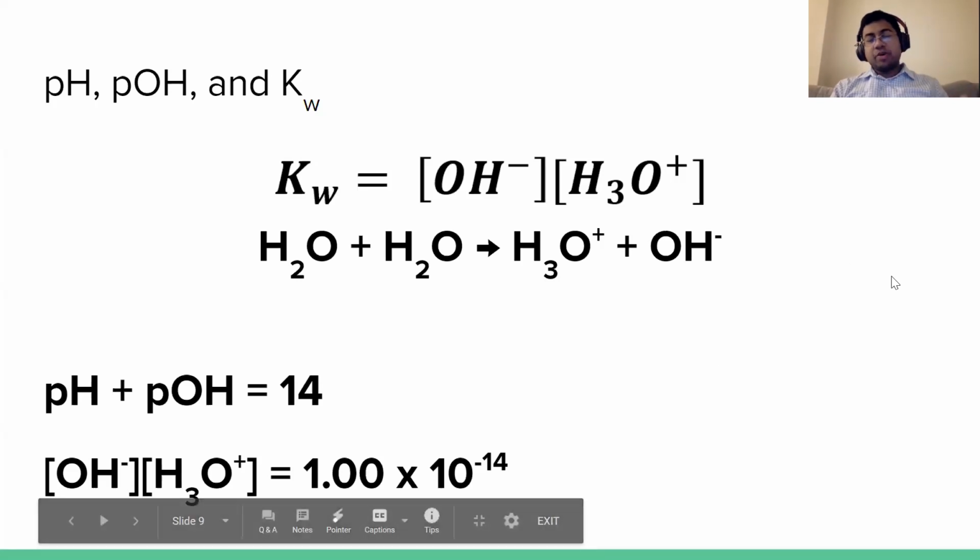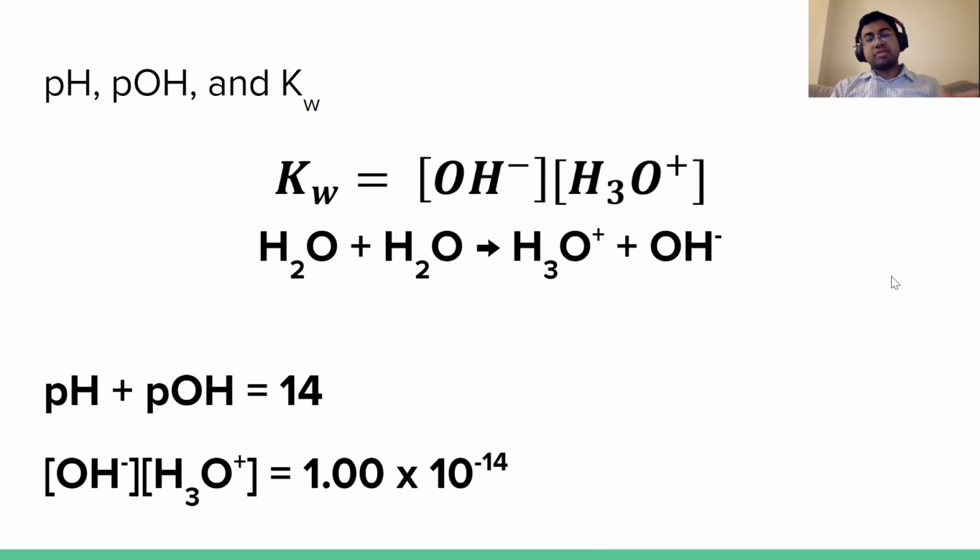So for any aqueous solution, pOH plus pH is always going to be 14, and the product of the concentrations of hydroxide and hydronium will always be equal to Kw, or 1 times 10 to the negative 14.